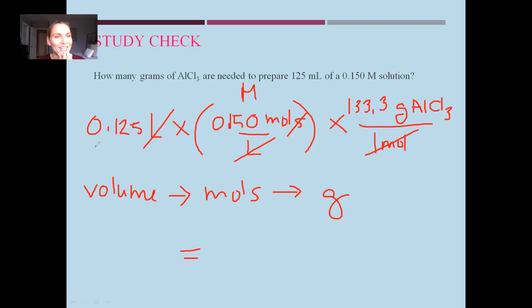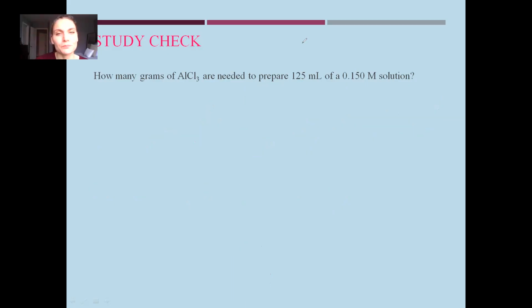What would we get here? 2.5. Yep, good. And we'll stick with 3 significant figures just because that's what we have here. So 2.50 grams. All right, let's go ahead and practice one of these because these are a little bit confusing. So let's do a little bit more work with this one.